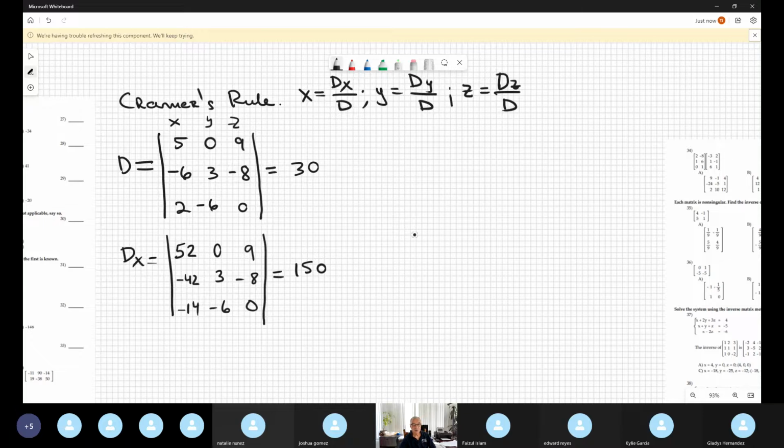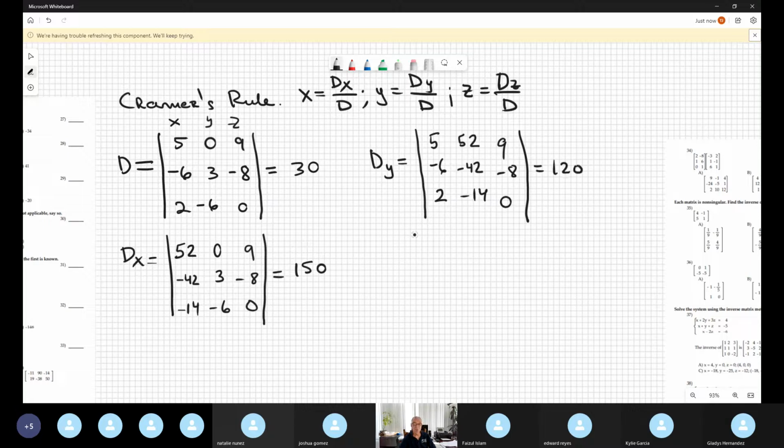It's easy, the organization. It's long, the computation. Negative 6 to 52 minus 42. The thing is, I replace the Y column with the right-hand side numbers, no? Negative 14. The other stays the same. And the answer, when you compute this in GeoGebra, is 120. And this is Z.